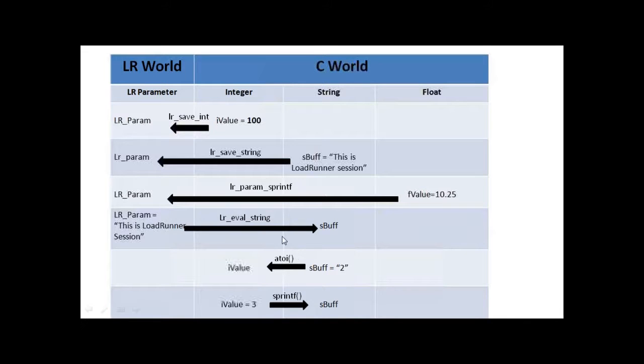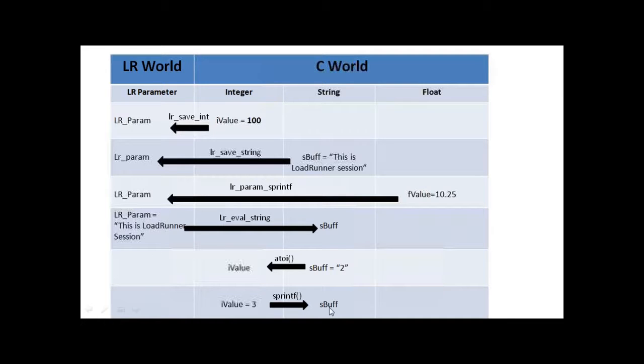Similarly, if I have a float value, to convert to an LR variable I can use lr_param_sprintf. I have a string, I have to convert to an LR parameter: I have lr_save_string. I have an integer, converted to an LR parameter: I have to use lr_save_int. LR save string, or lr_param_sprintf. This is from C world to LR world, integer to LR parameter, float to LR parameter.